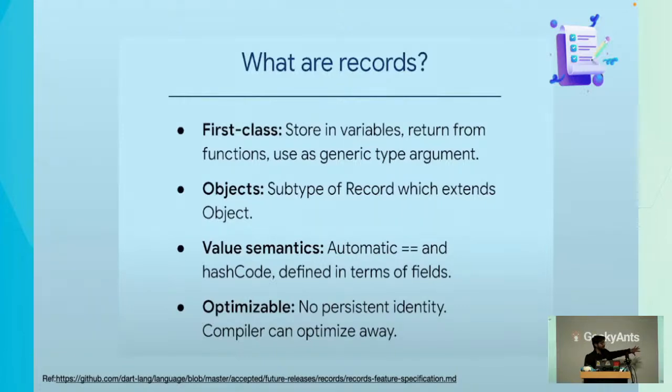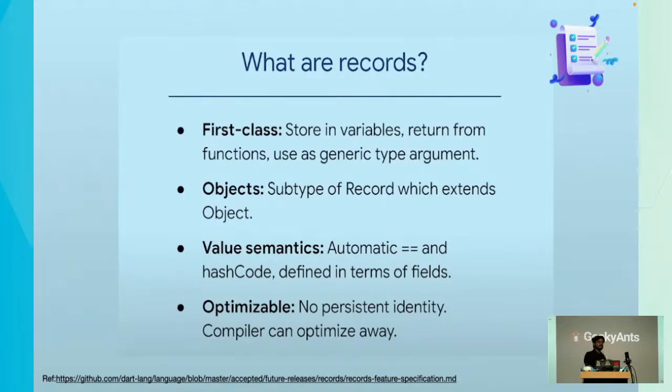These are some information on records. The first thing, it is first class. First class means you can store a record as a variable, or you can store something in a record variable, or return a record from a function.